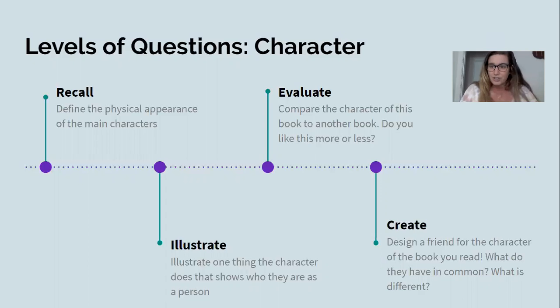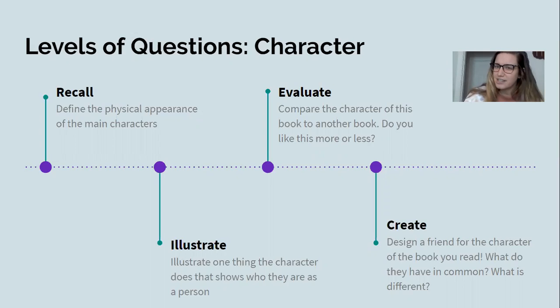Okay, that's your illustrate. Then we have our evaluate. So compare this character to another book. Who do you like more or less? You know, if you've seen the movie Trolls recently, you might think that the trolls in that movie are a little bit happier than this guy. So maybe that's something that you want to look into. Our last step on our ladder, our highest step, the hardest thing that we can do, is that we can design a friend for the character of the book that you read.